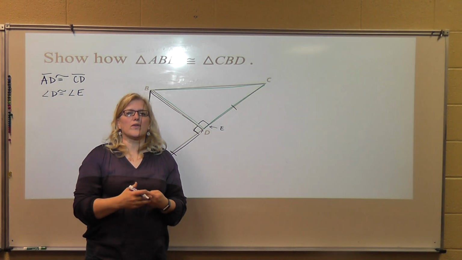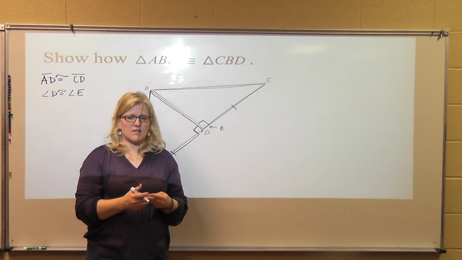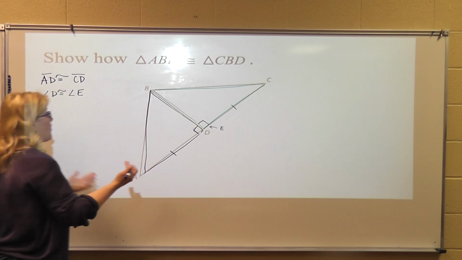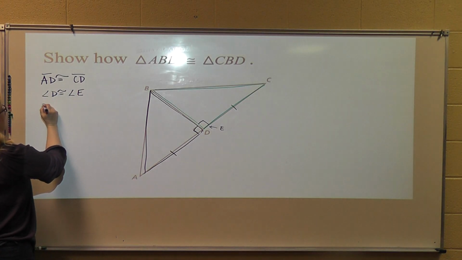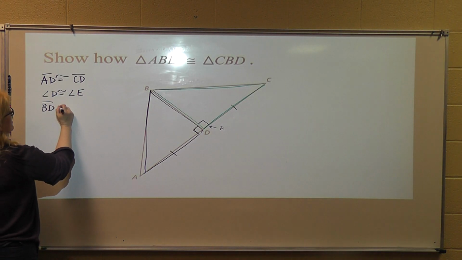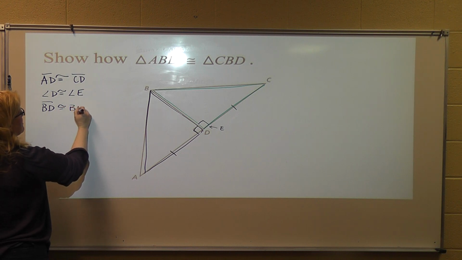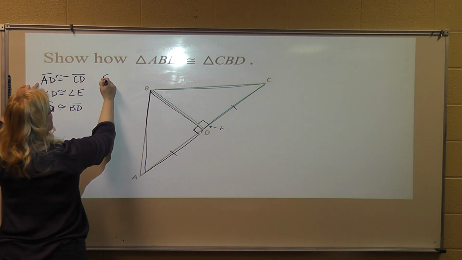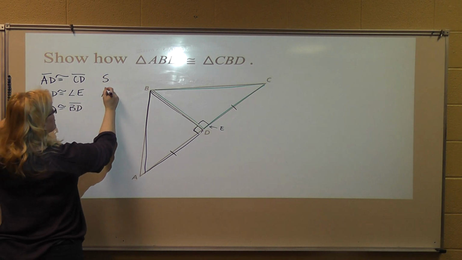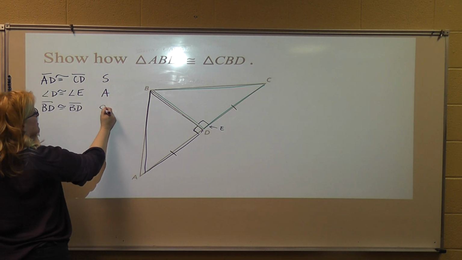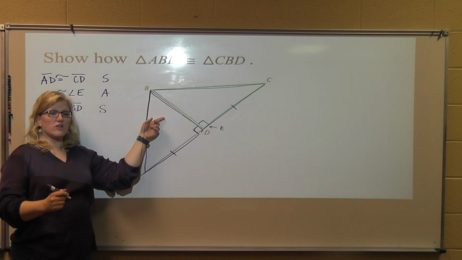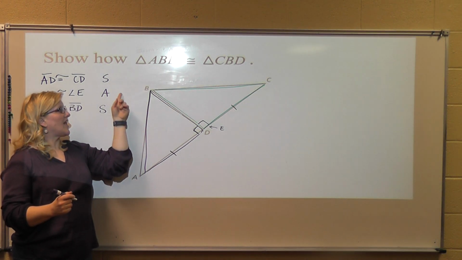That's called the reflexive property of congruence, and you'll need to know that more next year. But for now, what we can say is BD is congruent to BD. So here's one of my sides, here's one of my angles, and here is a side. We have proved that these two triangles are congruent based on side, angle, side.